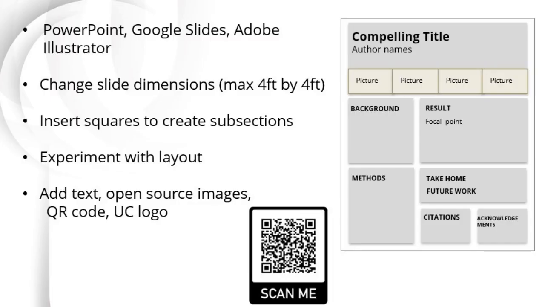The easiest way to build a poster is using software like PowerPoint, Google Slides, or Adobe Illustrator. Change the slide dimension to the size of the poster you want. Insert squares to create subsections on your poster. Some recommended sections are background, methods, results, and citations. Add in text, images, and other elements you might need, experimenting with layout and considering the balance and flow of your poster. For more assistance creating a poster, attend one of our presenter prep sessions.